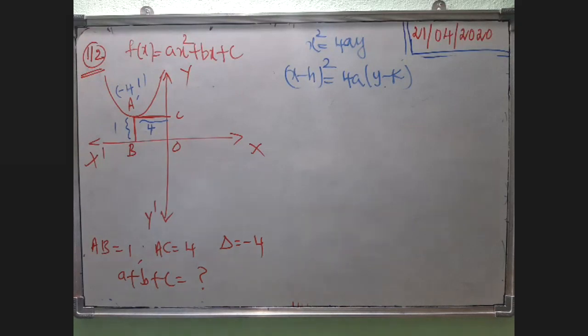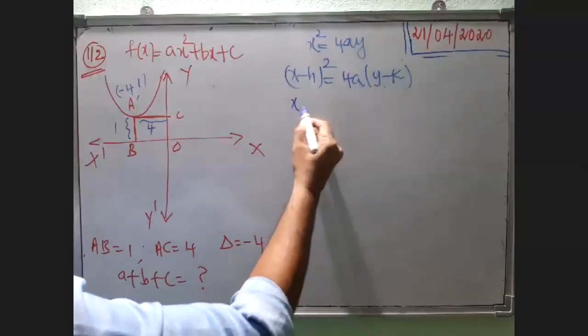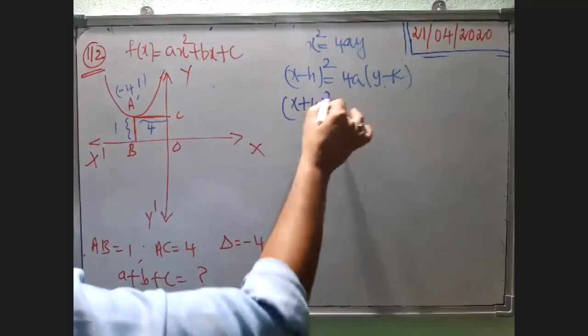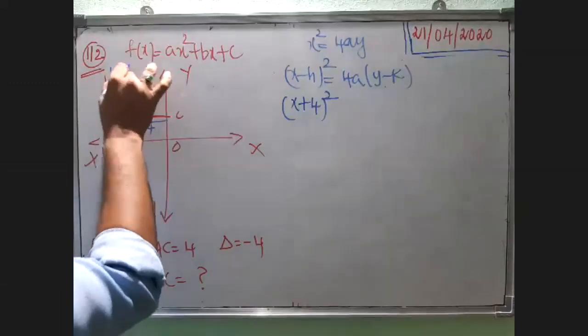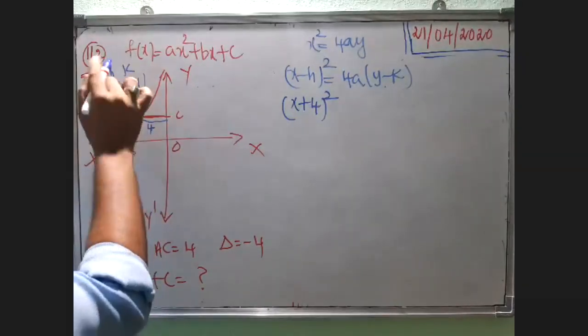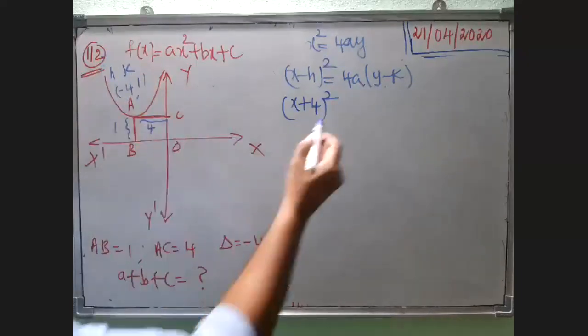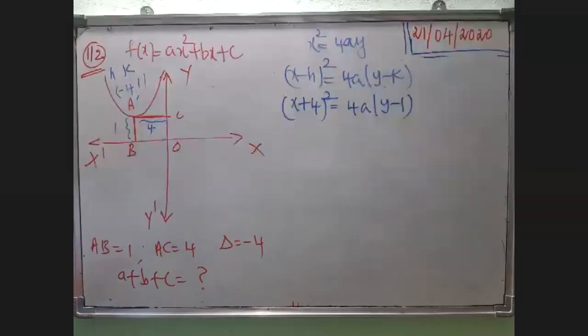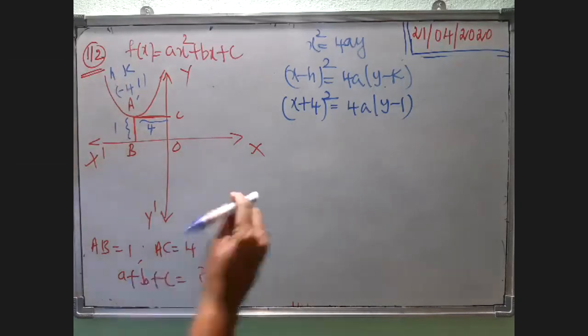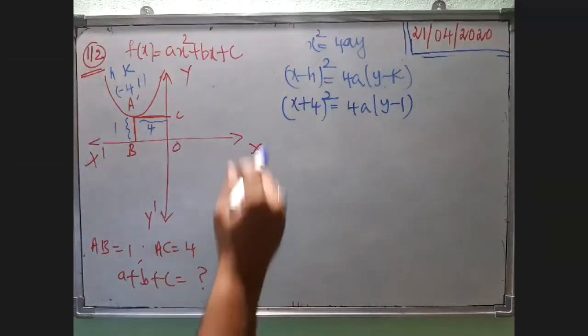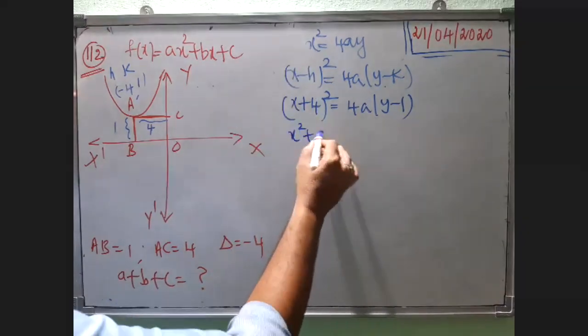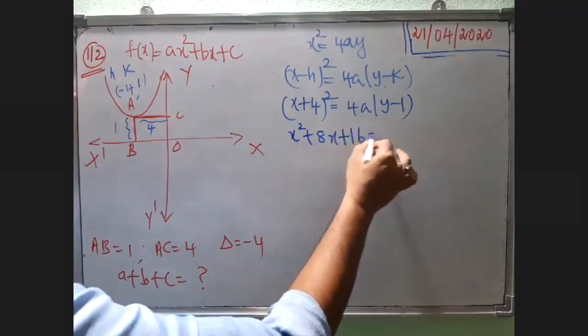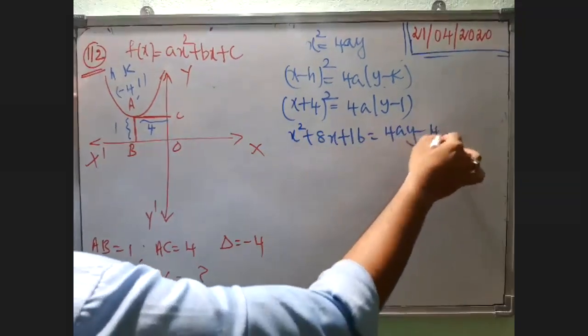Okay, next. So if I substitute, let us see what I'm getting. I will be getting x minus of minus 4, which is x plus 4 whole square, because this is h, k here, is equal to 4a into y minus 1. The h value is minus 4. The k value is plus 1. So what will happen is, you are getting here x square plus 8x plus 16 equal to 4ay minus 4a.